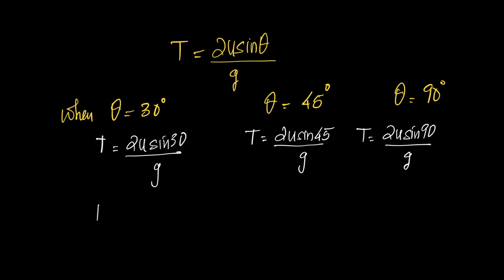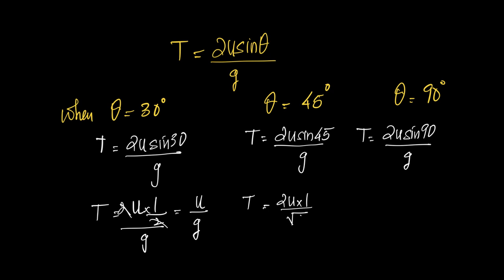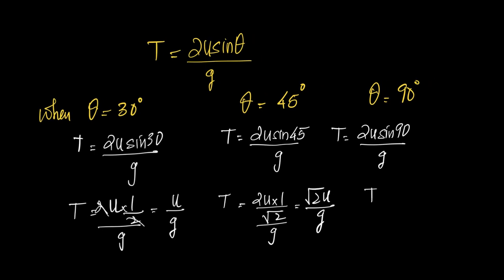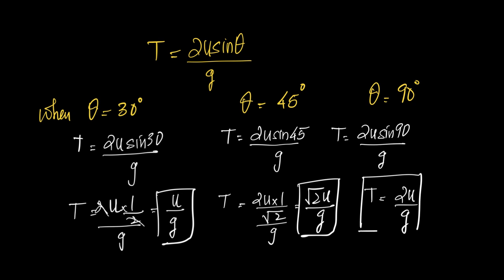So what is sine 30? 1 by 2. So this will become 2u into 1 by 2 the whole upon g, which is equal to u upon g, right? Because 2 by 2 is 1. And here what we get is 2u into 1 by root 2 the whole upon g. So this is root 2 u by g. And for 90, what is sine 90? Sine 90 is 1. So what we get is 2u by g. So we got u by g, root 2 u by g, and 2u by g.